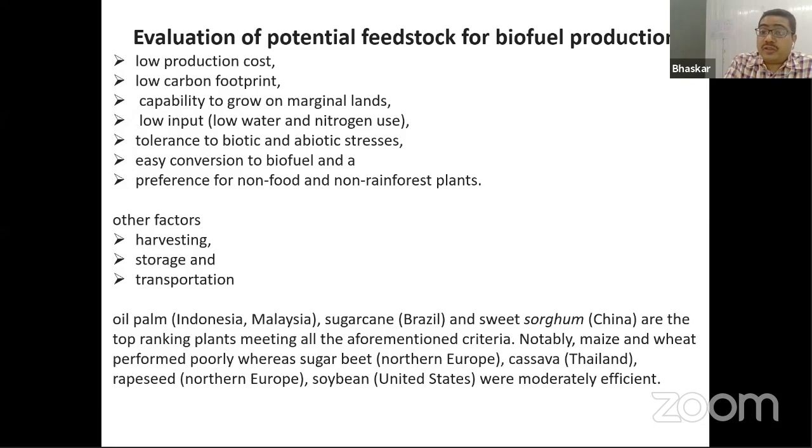non-food and non-rainforest plants. Because if we see the scenario of Brazil, Brazil has been one of the major leaders in generation of bioethanol. But what Brazil has been doing in recent times is clearing rainforest for planting biofuel crops. That is also not good for the environment or for the ecosystem. That's not preferable. So we need to look for land which is either marginal land or wasteland where we can plant those biofuel crops.